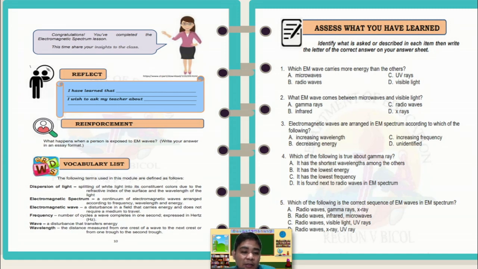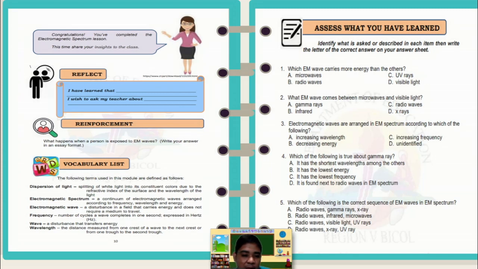Okay, reinforcement. What happens when a person is exposed to EM waves? Write your answer in essay format. Or you may also comment down here your reason or your answer. What happens when a person is exposed to EM waves?